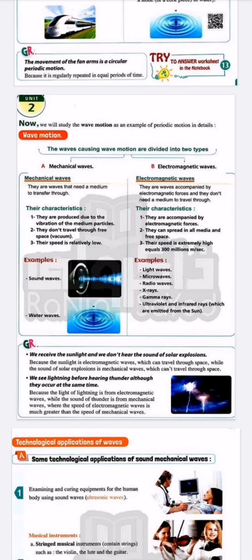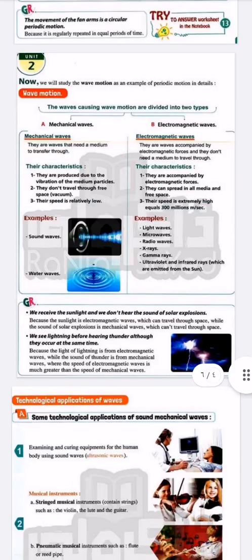Examples of electromagnetic waves: light waves, microwaves, radio waves, X-rays, gamma rays, ultraviolet and infrared rays. Okay?